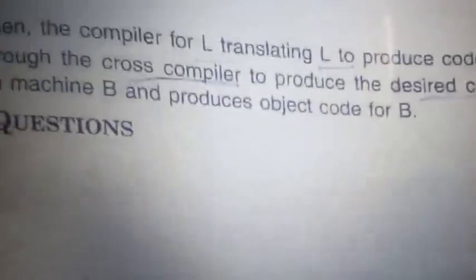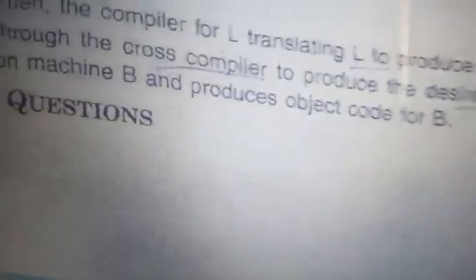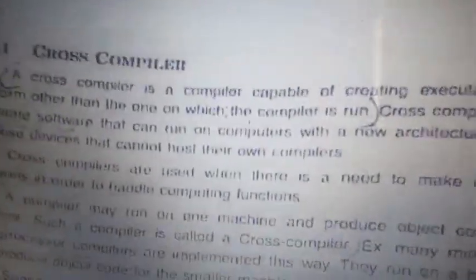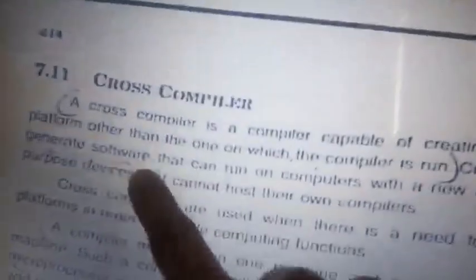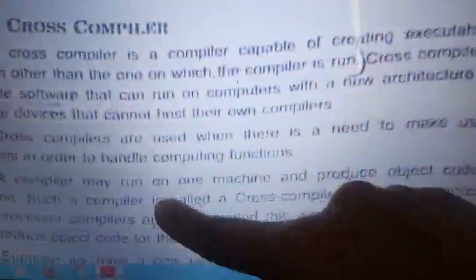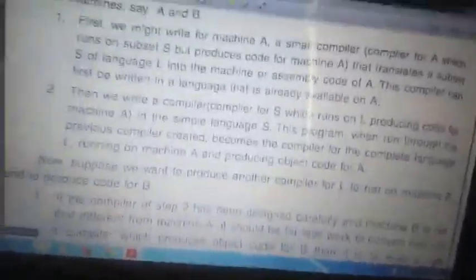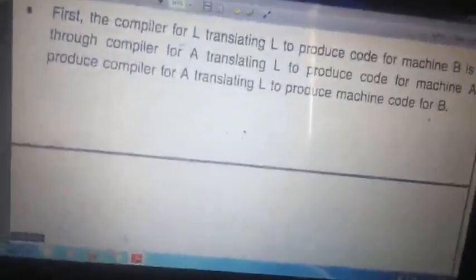Cross compiling is a 5 marks question. You need to write what cross compiling is. So this is the definition of cross compiling. This is one introduction: it is used in generating software. Then how we are doing it. So these are the 2 points, and this was the cross compiler explanation. So you need to write all the points.